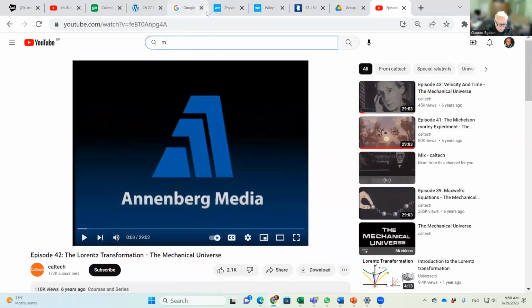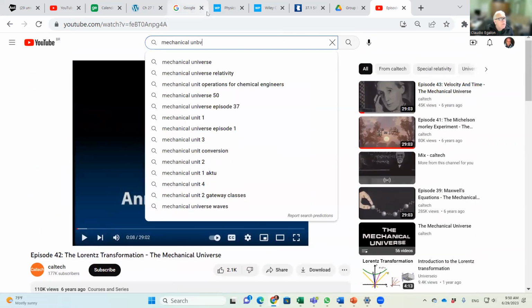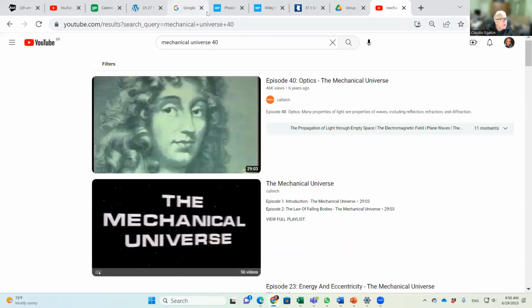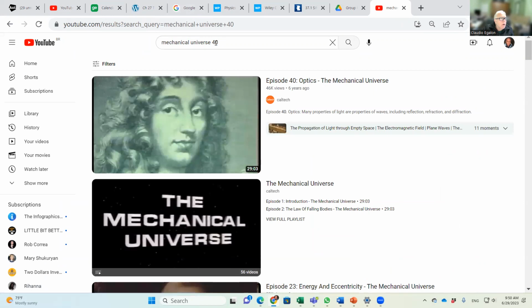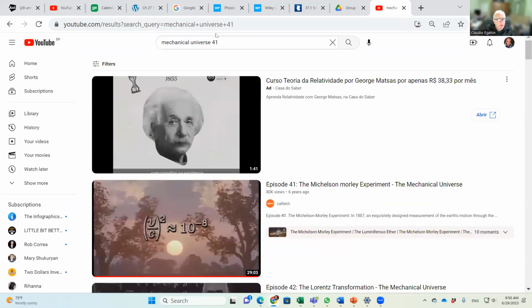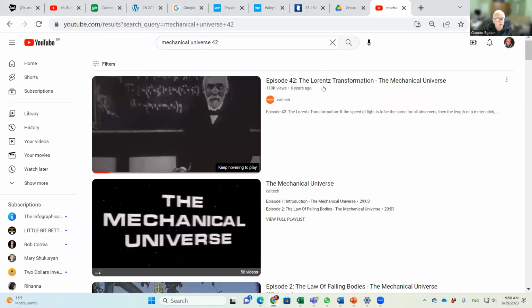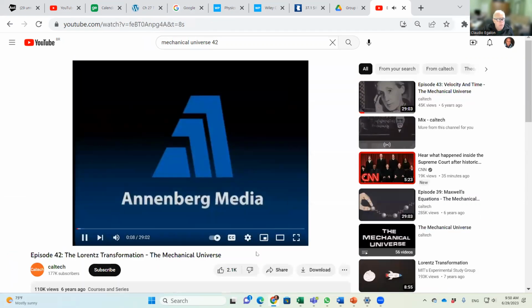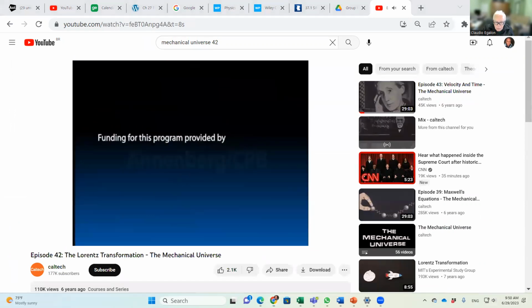Okay, Mechanical Universe. Episode 40 is optics. Okay, so 41 should be the Michelson-Morley experiment that we saw before. So let's take a look at 42. 42 is the Lorentz transformation. So that's the one we want.